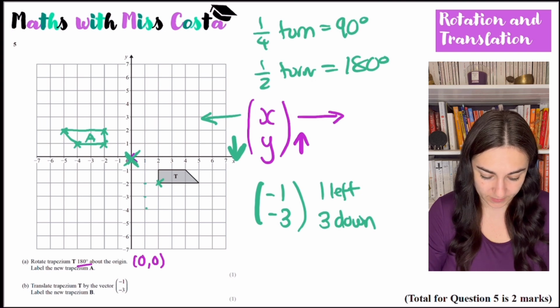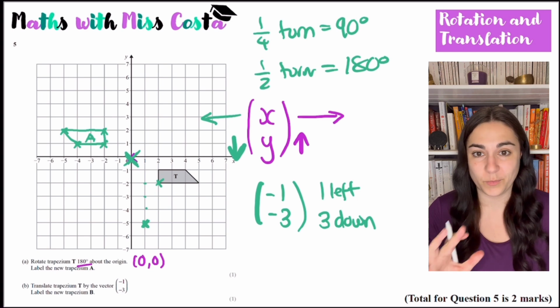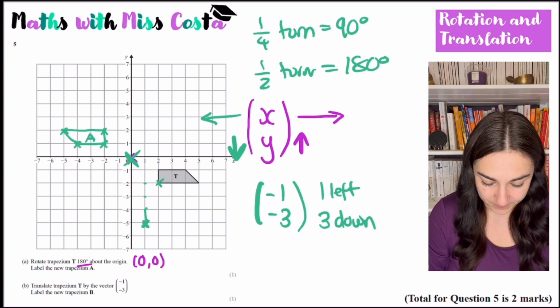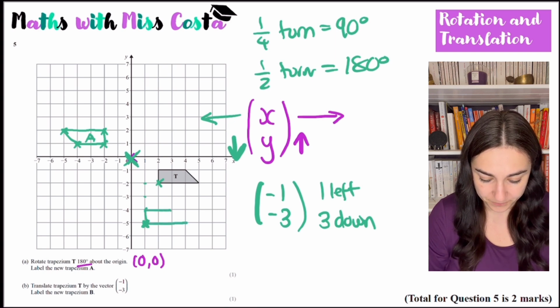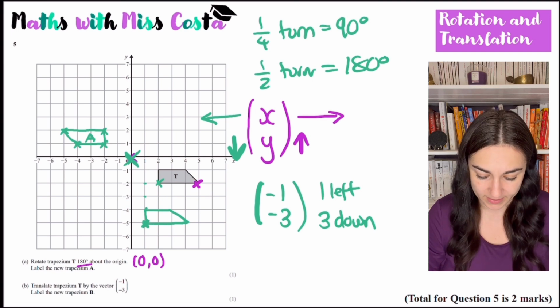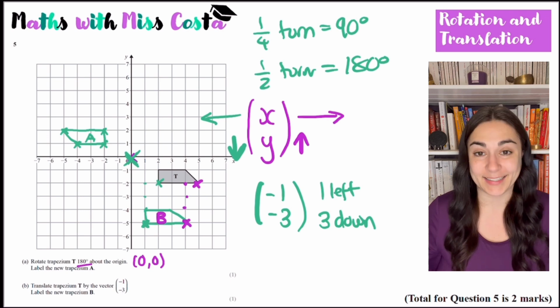So 1, 2, 3. And that's going to be that point. Now, if you're feeling confident with just drawing the shape, you can just draw it like that, because you know the lengths of all of the sides. But if you need a bit more confidence, or you just want to double check, pick another point, go 1 left and 1, 2, 3 down. And then you can feel confident that you've done it. So that's how we do that.